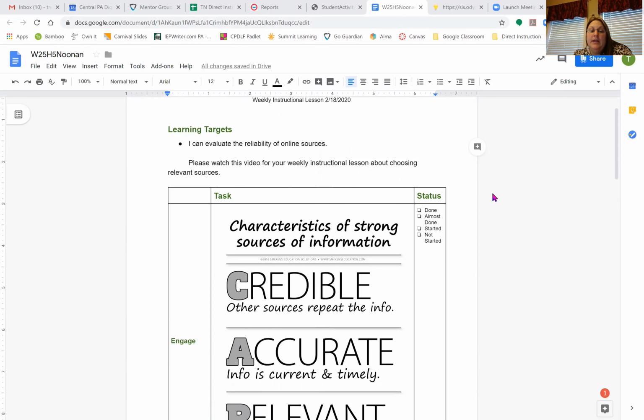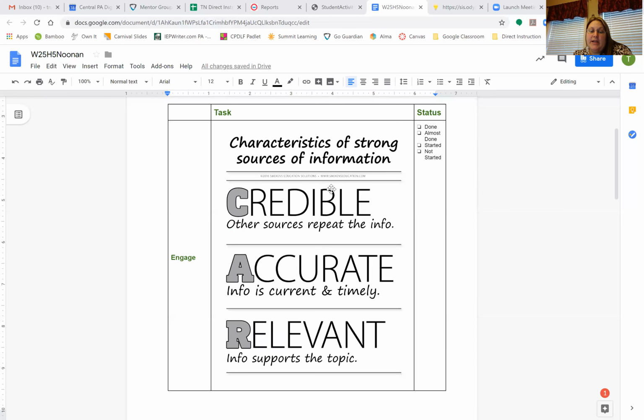So this is just a picture, and as you can see, it's a CAR acronym. Characteristics of strong sources of information. Are they credible? Do other sources repeat the information? You are learning about World War I, and you go to one site and it provides information. When you go to other sites, is it the same information? Is it accurate? Is it relevant?